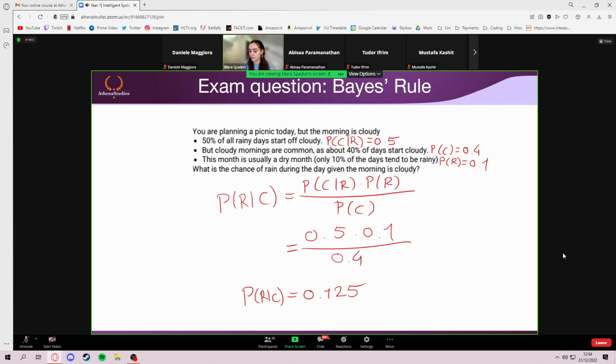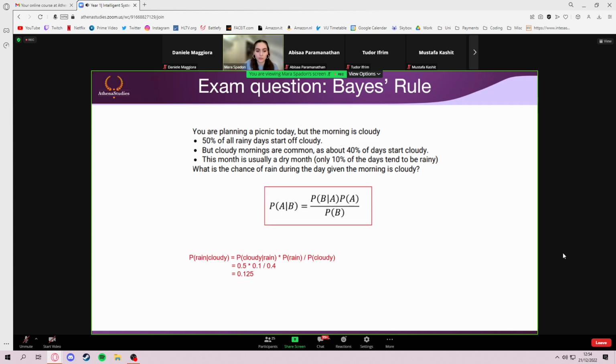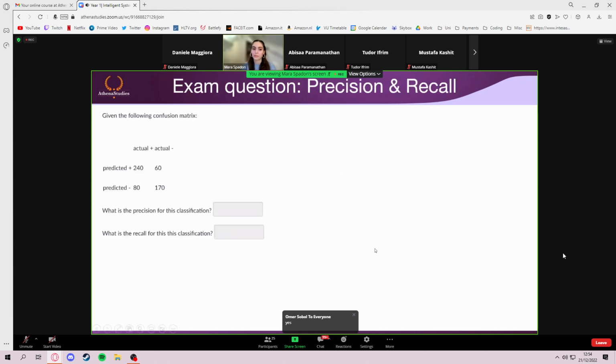Okay, great. So let's see how much time we have left. Let's see, did we do it correctly? Yes, so rain given cloudy is cloudy given rain times rain divided by cloudy. And that is indeed 0.125. So is that clear for everyone? I think a few of you did get it correct, so that's good. Most of you. Yes, okay, great.